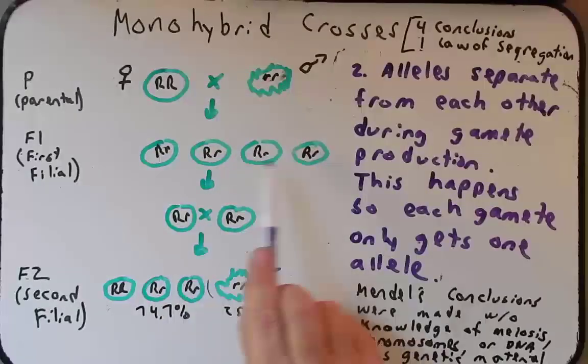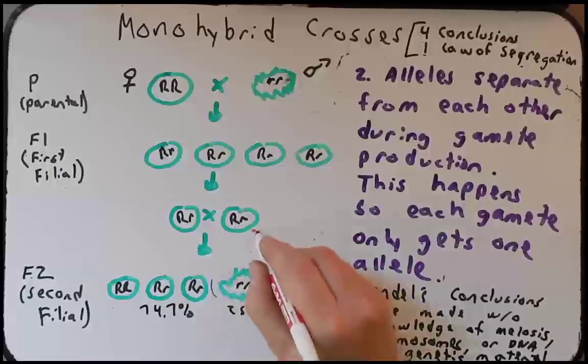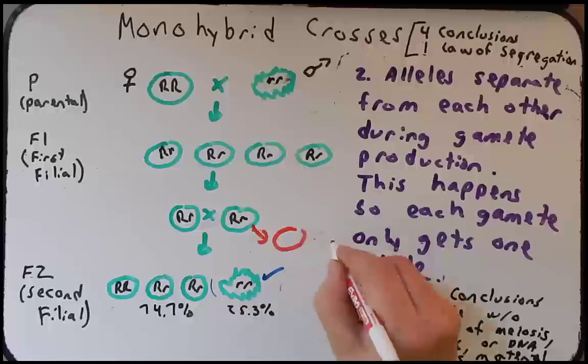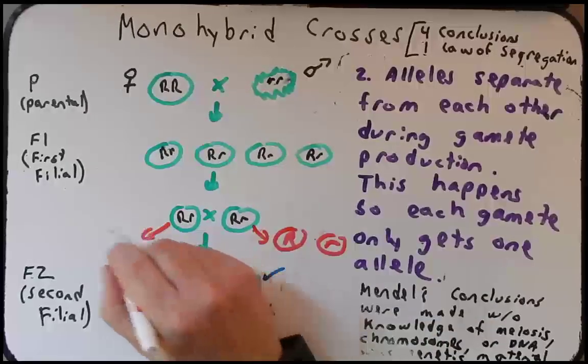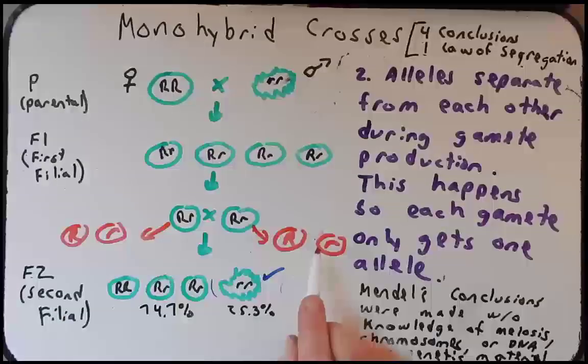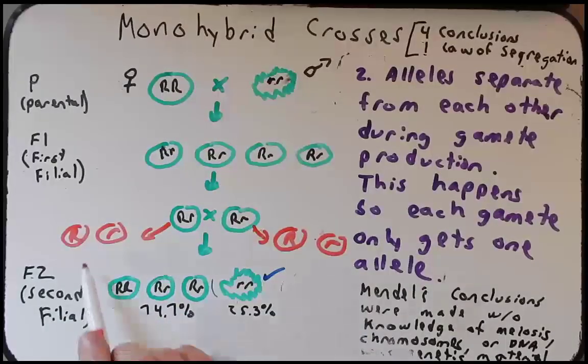Same thing here, each gamete gets 1. So like here, each of these plants will make 2 gametes, big R in one of the gametes, little r in the other. Same thing here. And when these combine, they give these progeny. But he recognized that they had to separate, and that they had to end up in each of these gametes.